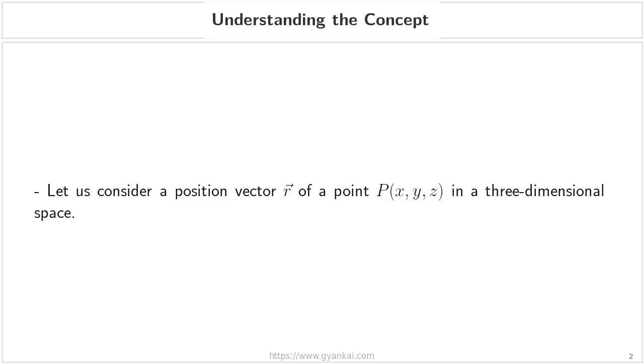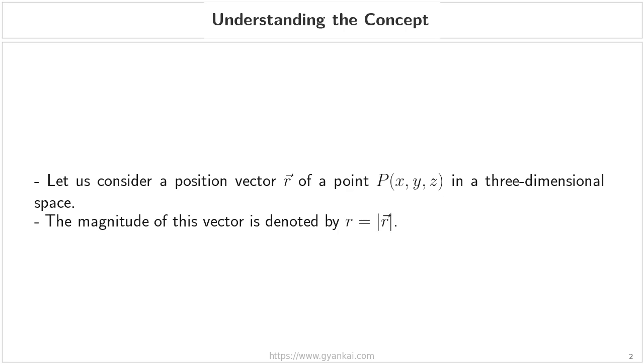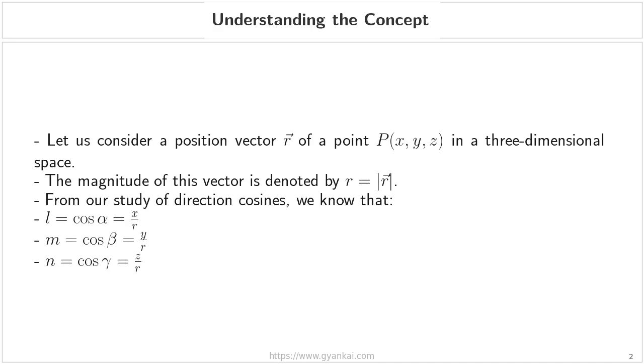Understanding the concept. To start, let's consider a position vector, r vector, of a point P with coordinates x, y, and z, located in our three-dimensional space. The magnitude, or the length of this vector, is denoted by r, which is the magnitude of the r vector. If we recall our previous study on direction cosines, we already know the relationship between these coordinates and the angles the vector makes with the axes. Specifically, l, which is the cosine of alpha, is equal to x divided by r. m, which is the cosine of beta, is equal to y divided by r. And n, which is the cosine of gamma, is equal to z divided by r.